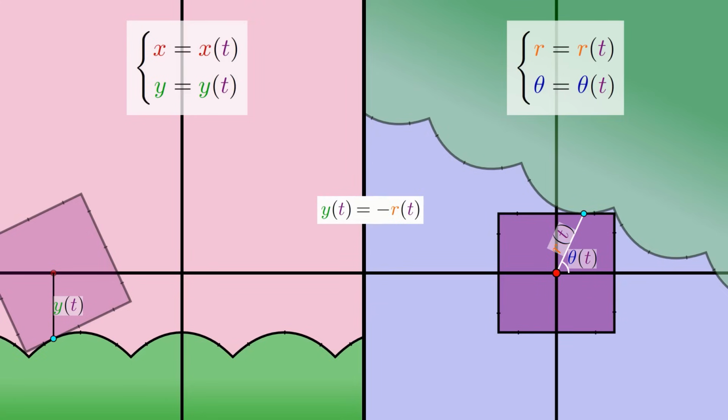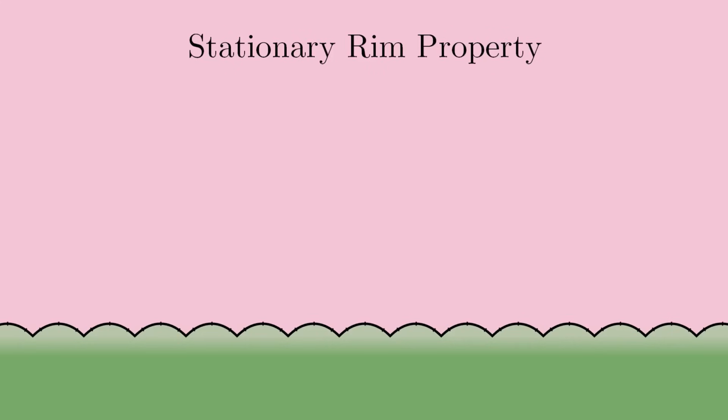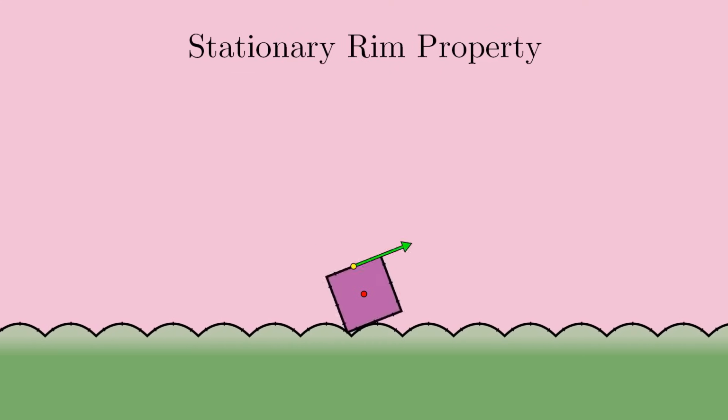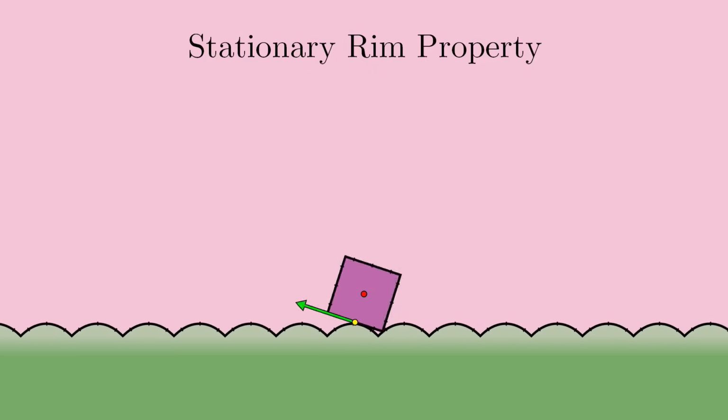However, this equation is only half the story. It only tells us how to find the y function of the road from the wheel. We still need to figure out how to find the road's x function from the r and theta wheel functions. That requires a subtler argument that leverages our second observation, the stationary rim property. Remember that this property says that the rim of the wheel is stationary relative to the road at the exact point where it makes contact with the road. However, if you change your reference frame and instead watch the motion of the rim relative to the axle, you would find that all points on the rim are constantly in motion.